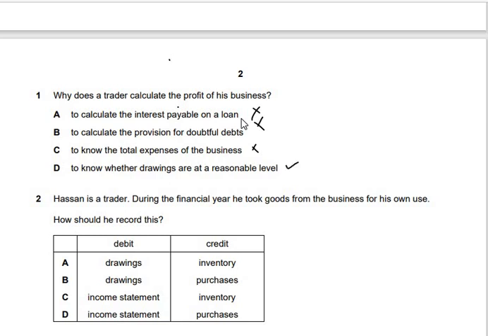Yes. Why? Because the reason why you prepare your profit is to be able to compare your profit with your drawings. That means the drawings should not be more than the profit. Yes? Because you should not take more drawings than the profit you have made.